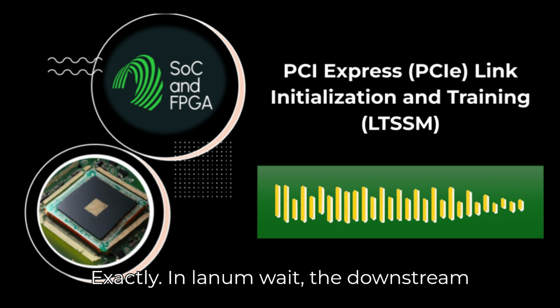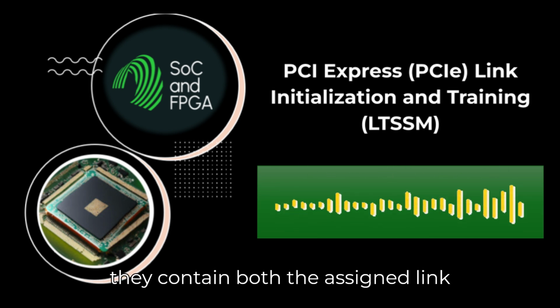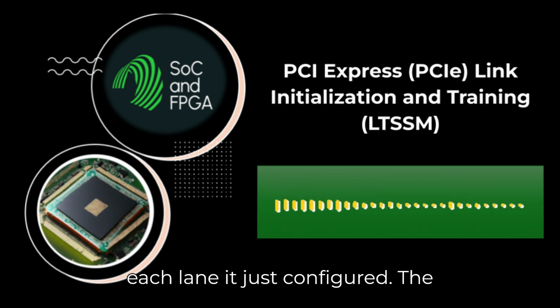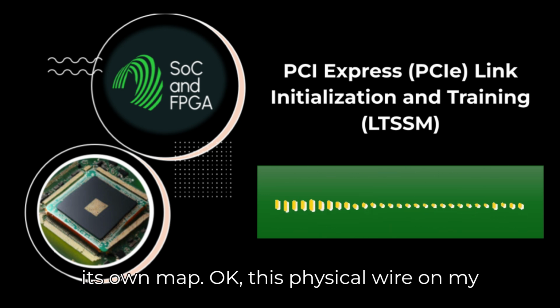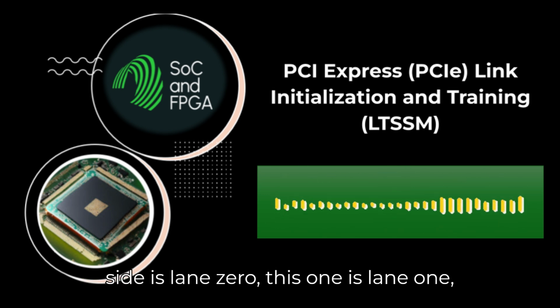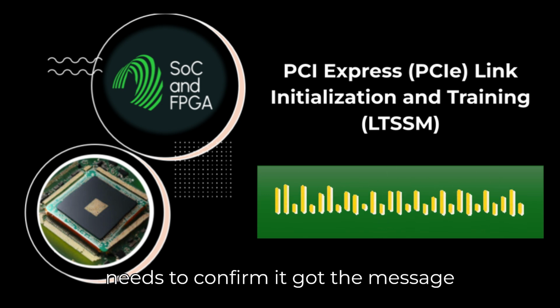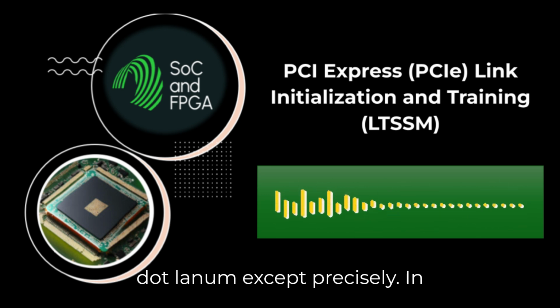Exactly. In Lanenum.Wait, the downstream port sends TS1s again, but this time they contain both the assigned link number and the specific lane number for each lane it just configured. The upstream port receives these and updates its own map: okay, this physical wire on my side is lane 0, this one is lane 1, and so on. Got it. And the upstream port needs to confirm it got the message right. Yeah. That leads to Configuration.Lanenum.Accept.